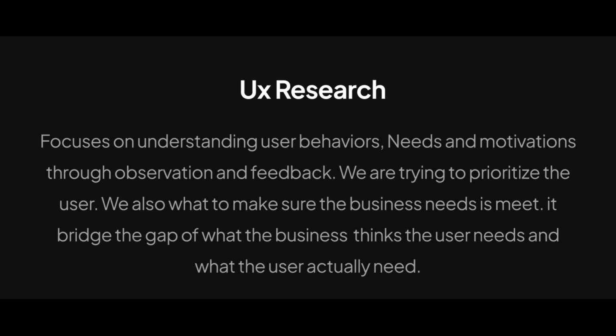So this is to let you know that the business actually has a need and the user actually has a need. So before you start designing, you need to understand the business need, you need to understand the user need, so that you can know how to design in a way that it can actually meet the business need and actually meet the users' need.